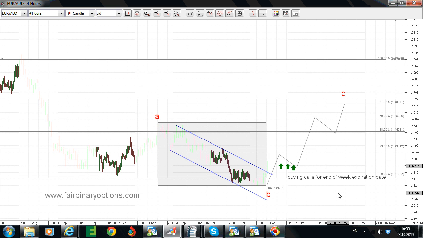Now you might ask me, why end of week expiration date and not low expiration date or even bigger? Because normally this is a 5 waves move. It will not go in a straight line. By the end of this week, to make the first wave, then to correct, and then to look for next to come. It remains to be seen.